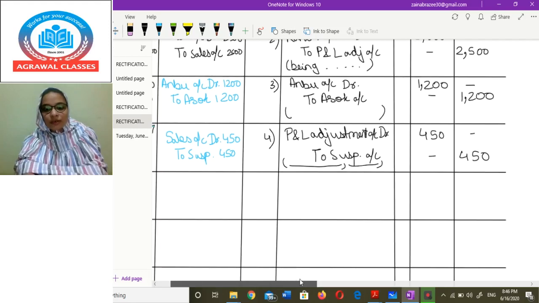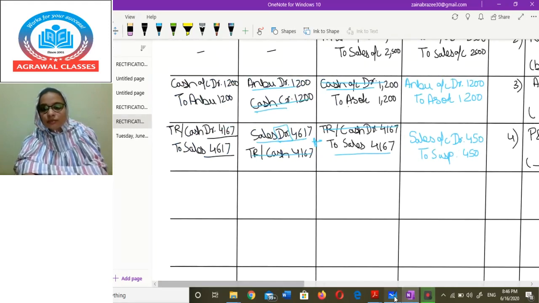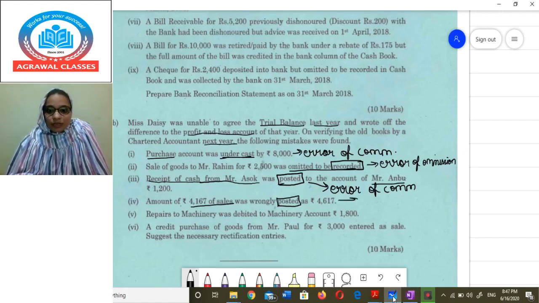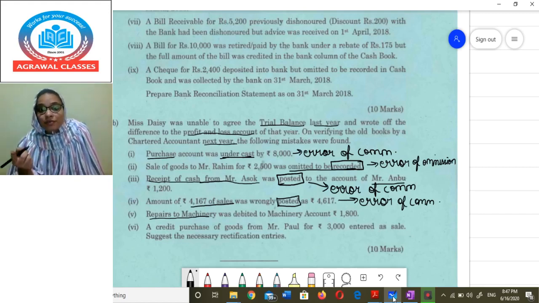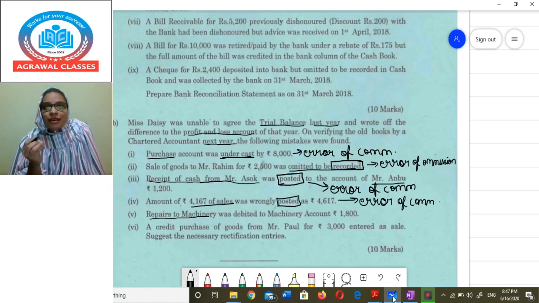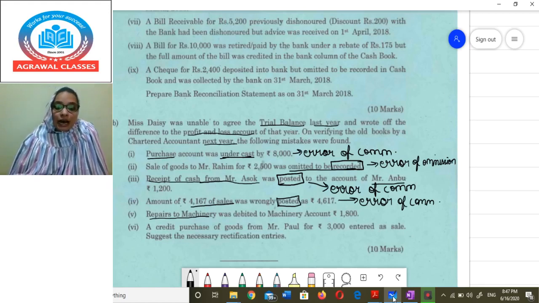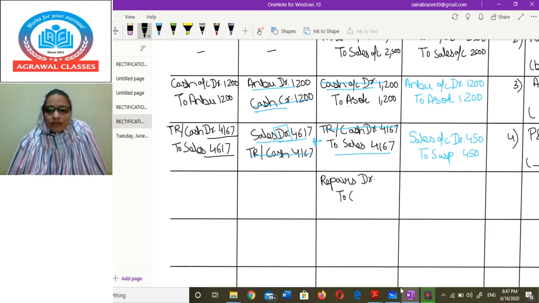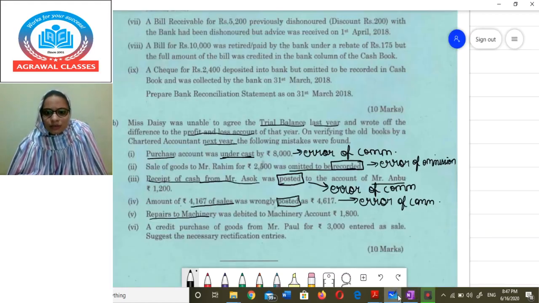Coming on to point number 5. Repairs to machinery was debited to machine account. Even this was an error of commission. Repairs to machinery was debited to machinery account 1800. Understand, repairs to machinery, is it a revenue expenditure or a capital expenditure? Normal repair, wear and tear, servicing is a revenue expenditure. आपको entry करनी चाहिए थी repairs account debit to cash. We'll assume it is paid. कुछ बोला नहीं है. Amount is 1800.